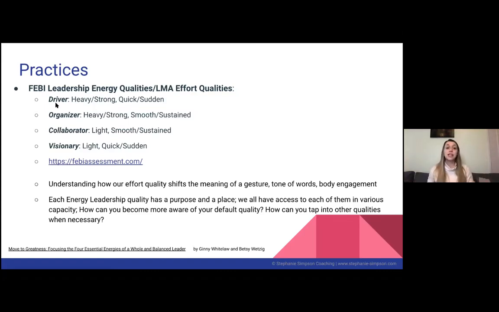Then you have visionary, very light and quick and sudden, like, oh, I have this idea, I have this idea. So that's like a level 6, right? And also a little bit of level 5.